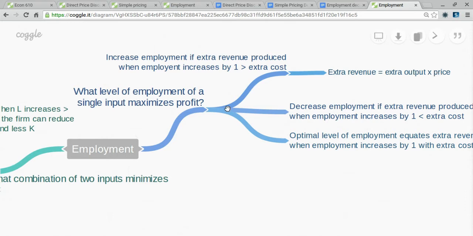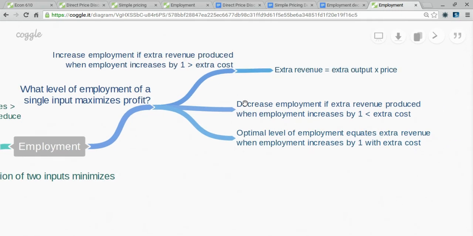Second, you want to decrease employment if the extra revenue produced when employment increases by 1 is less than the extra cost. When you cut back on output, the revenue you give up is less than the cost you saved. Therefore, profit rises when you cut back. This means the optimal level of employment equates the extra revenue when employment increases by 1 with its extra cost.